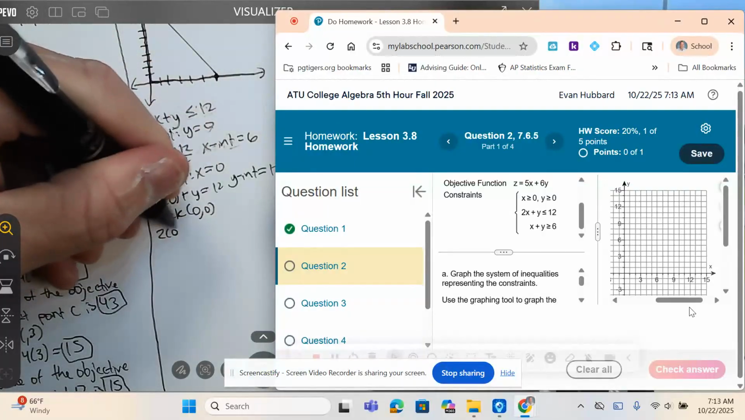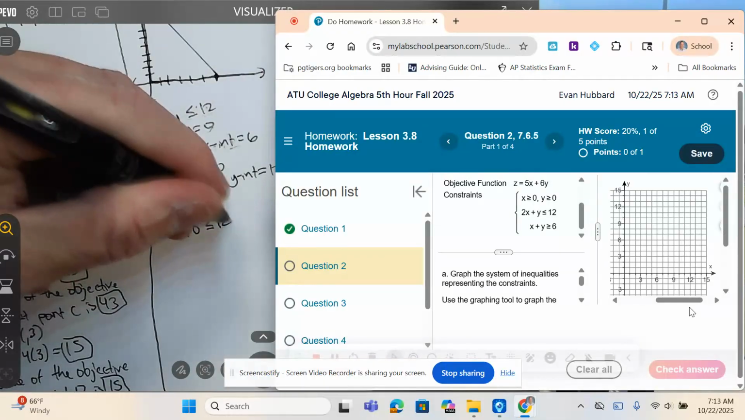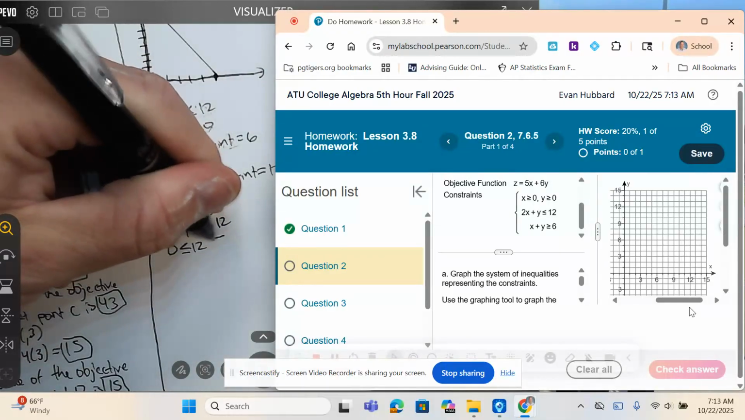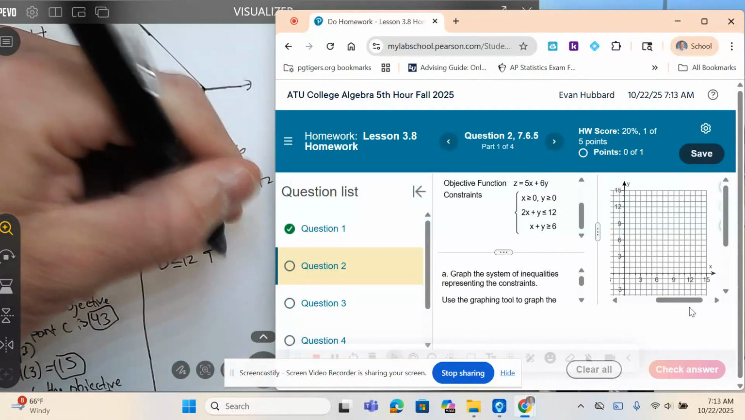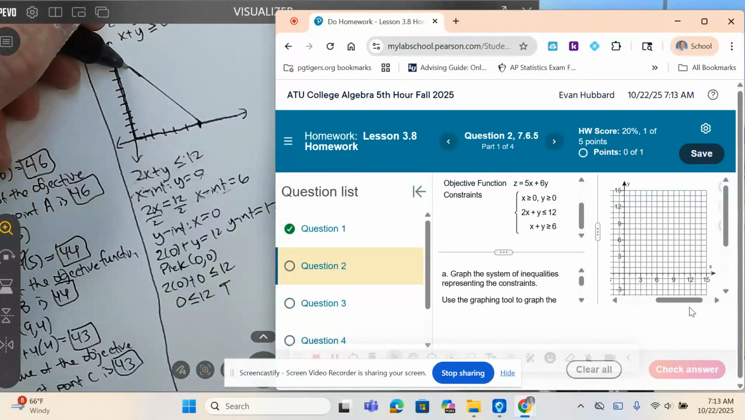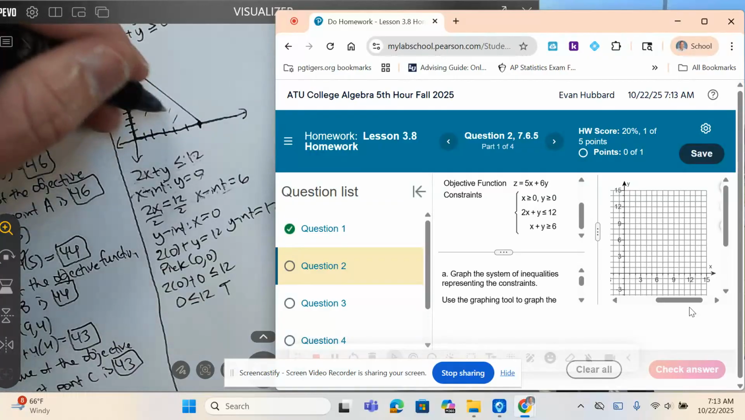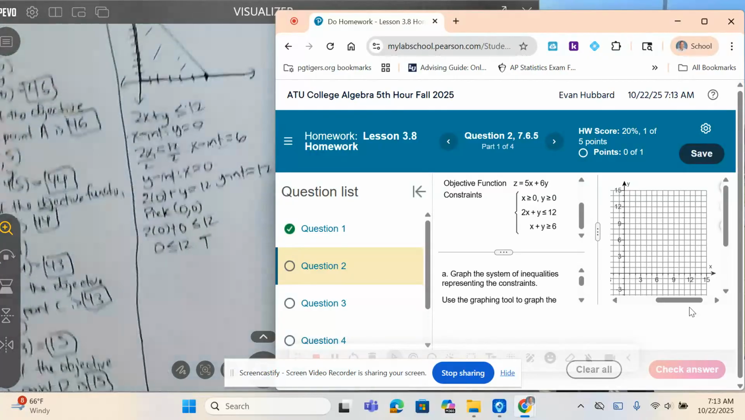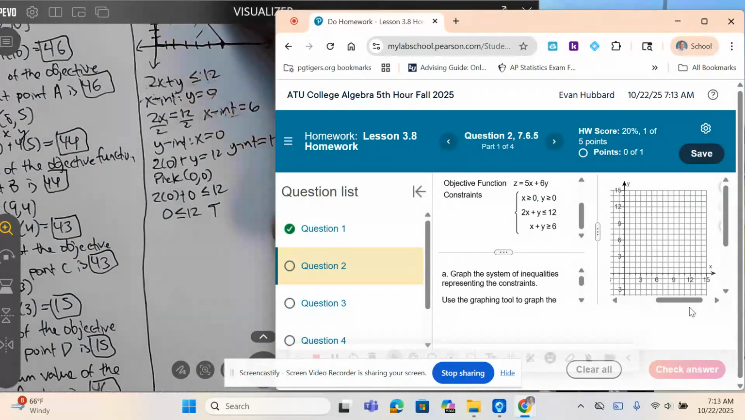So 2 times 0 plus 0 is less than 12. Is 0 less than or equal to 12? That's true. So I shade towards 0, 0. It's just going to be shaded down like that. Okay, I'm just going to lightly shade. So this whole area is bounded and shaded right now. But we have another constraint.